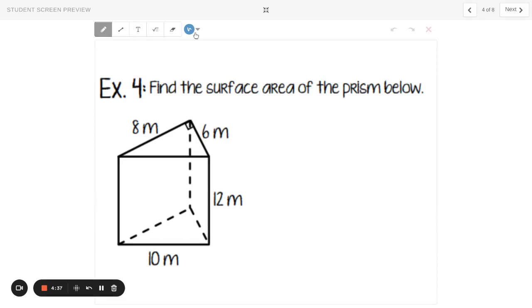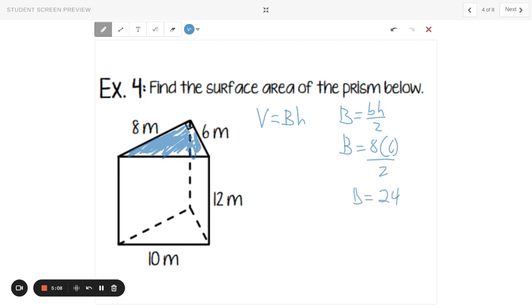Okay, number 4. Pause the video and try this one on your own. All right, so this is still a triangular prism. So the base is a triangle. Your volume formula is still V is equal to big B times H. Big B is base times height divided by 2. The base of the triangle is 8, the height is 6. Now, if you have these in different orders, that's perfectly okay. You multiply and then divide by 2, and you get 24.